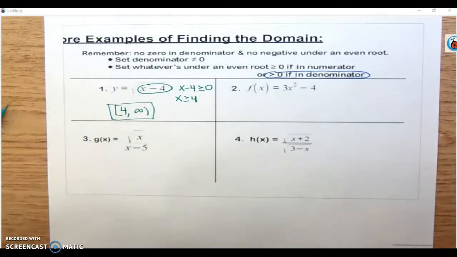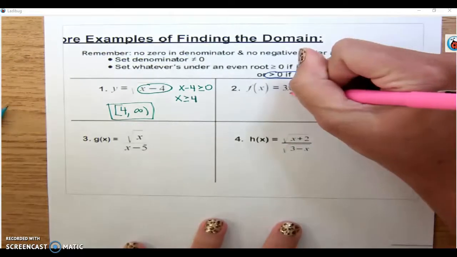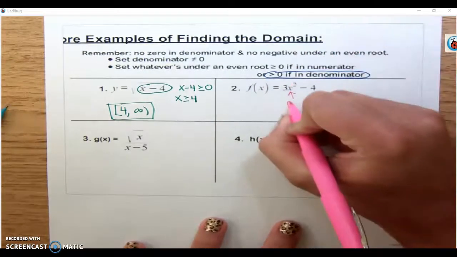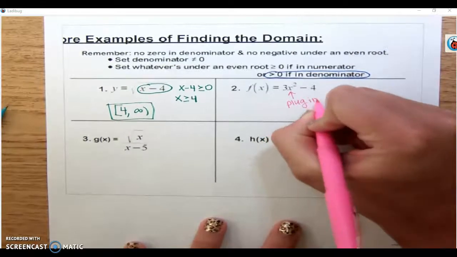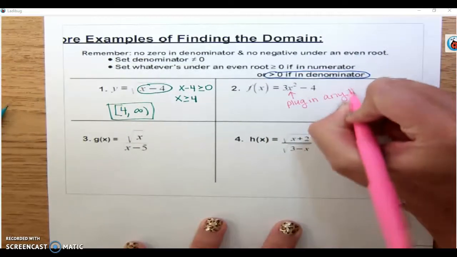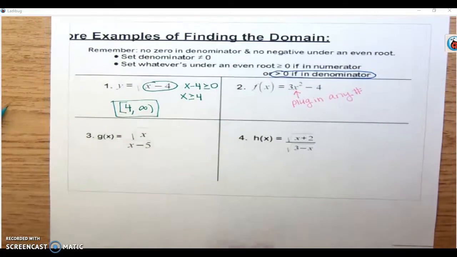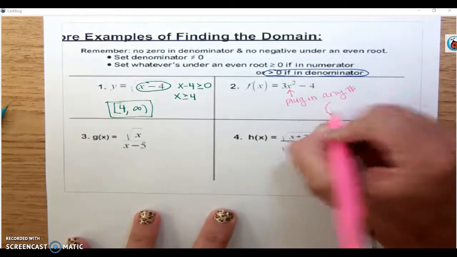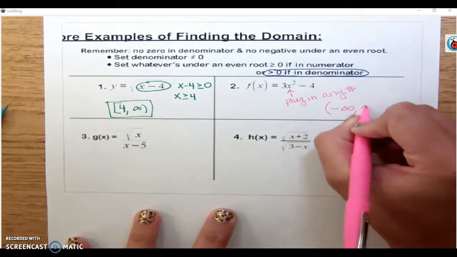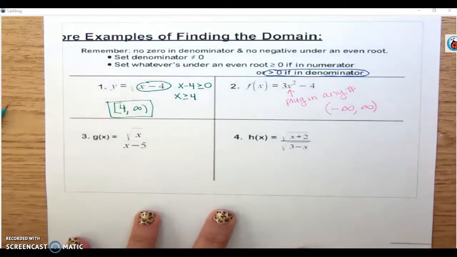Okay, for the second one, 3x squared minus 4. So this does not have a square root. This does not have a fraction. So, because it doesn't have those, you could plug in any number that you wanted to here. This is just a quadratic. You can plug in any number. All values of x will work. Positive values, negative values, 0 will work. So that means any number will work. So you want to put all real numbers, which is indicated by negative infinity to infinity, in our interval notation.